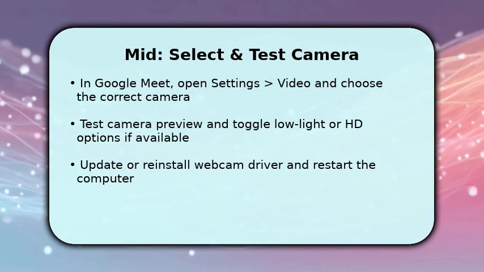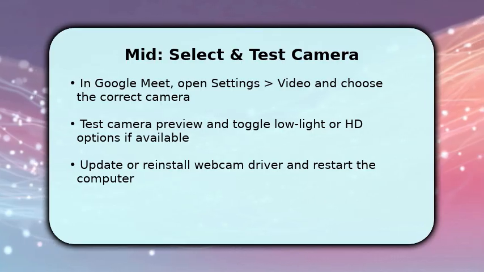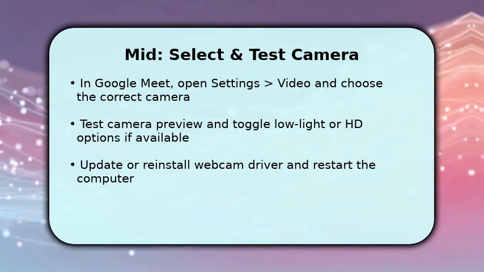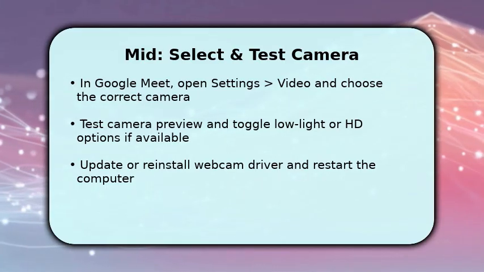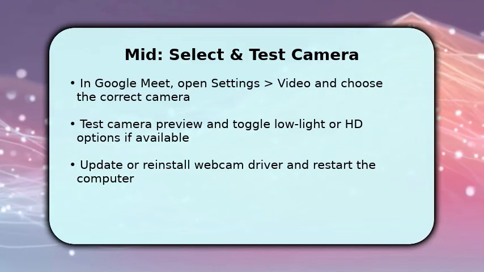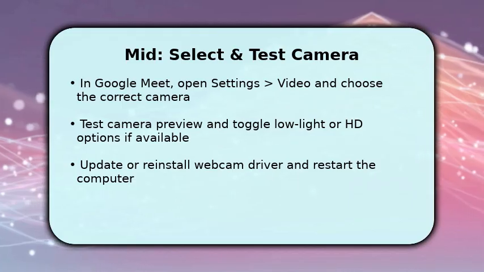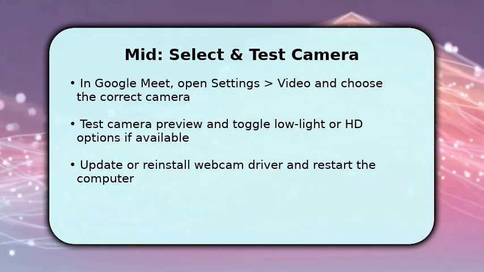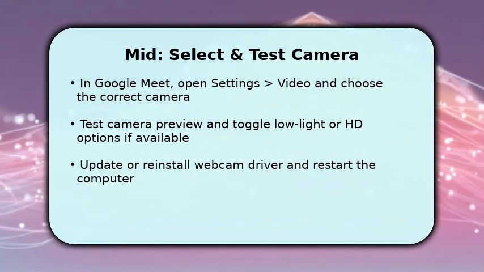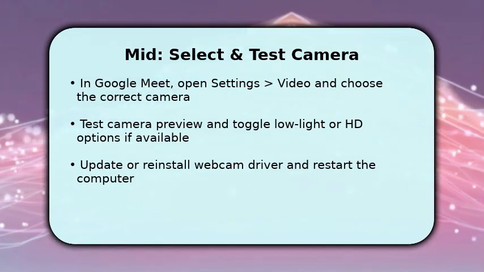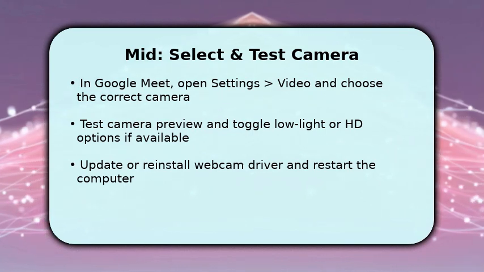Now focus on selecting and verifying the camera so you know the right device is in use. In Google Meet, click Settings, go to Video, and pick the listed camera. Watch the preview to confirm output. If the preview is black or frozen, toggle HD or hardware acceleration and test again. If issues persist, update or reinstall the webcam driver in Device Manager or System Preferences. Then restart the computer to apply driver changes and clear driver-level glitches before rejoining your meeting.